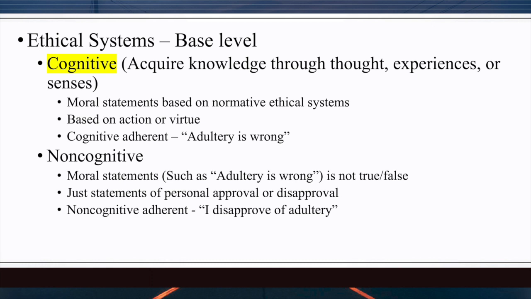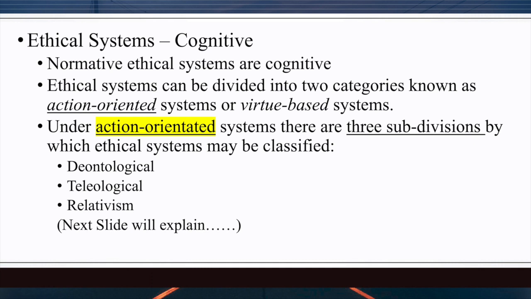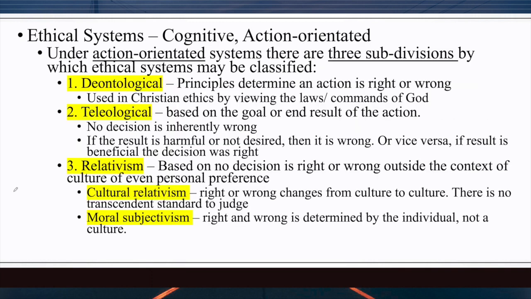So the ethical system, base level, cognitive. Then we go a little deeper. So you see up here it says at the top of the screen, cognitive. So that's our focus. Normative ethical systems are cognitive. Ethical systems can be divided then into 2 categories known as action-oriented systems or virtue-based systems. Under action-oriented systems, there are 3 subdivisions by which ethical systems can be classified: deontological, teleological, or relativism. Okay, so we're just breaking this down where ethical system is cognitive, and then we're going under action-oriented.